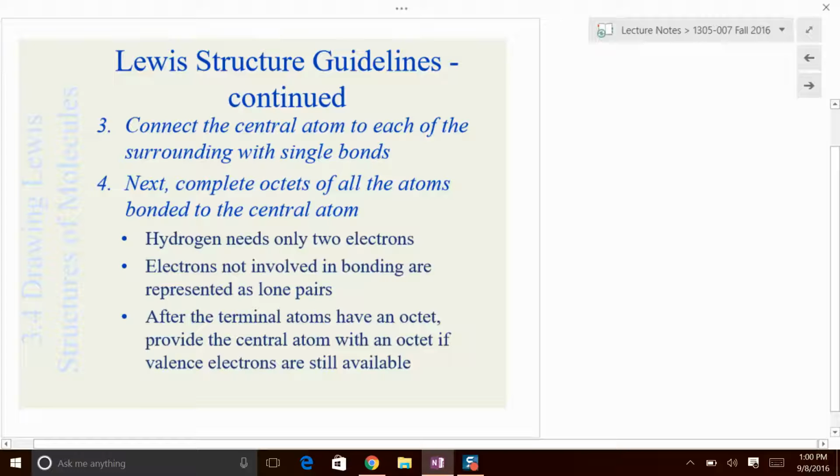Okay, so connect the central atom to each of the surrounding atoms with single bonds. So carbon connected to oxygen, connected to oxygen. Okay? Complete the octets of all atoms bonded to the central atom.